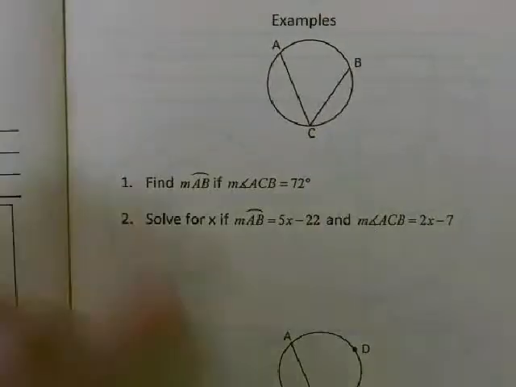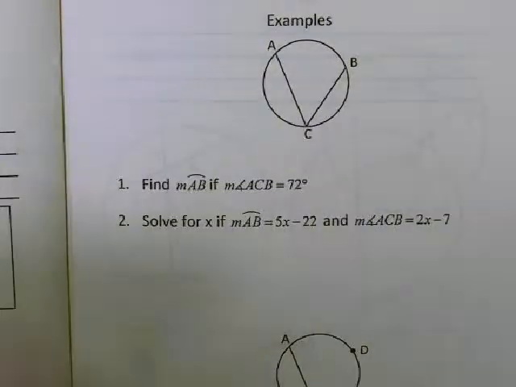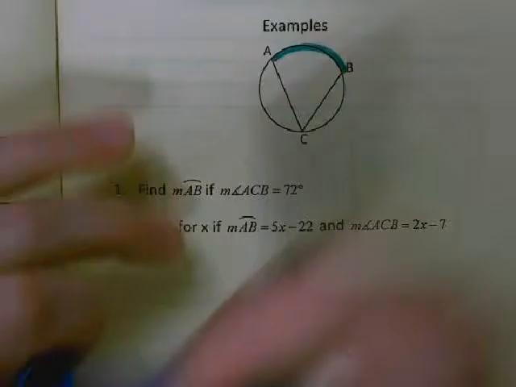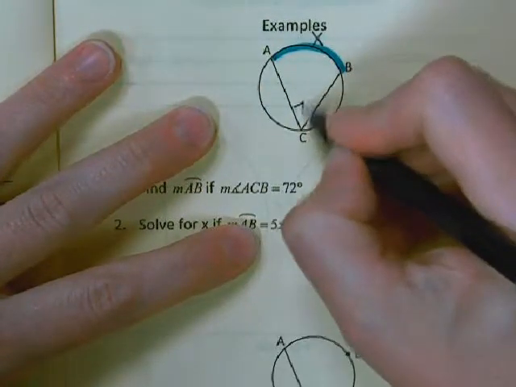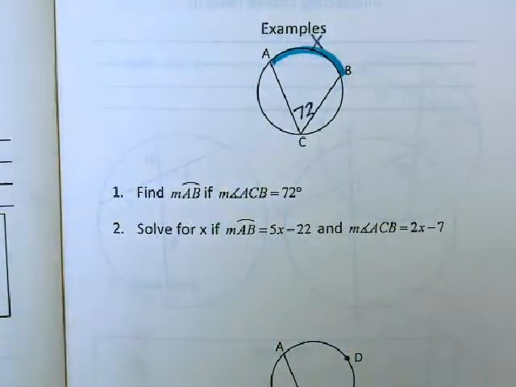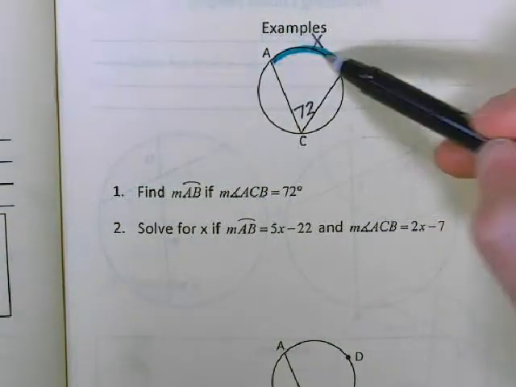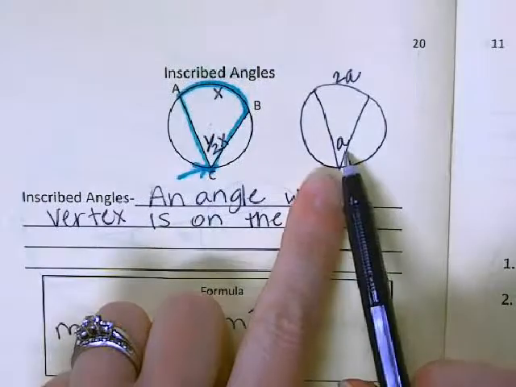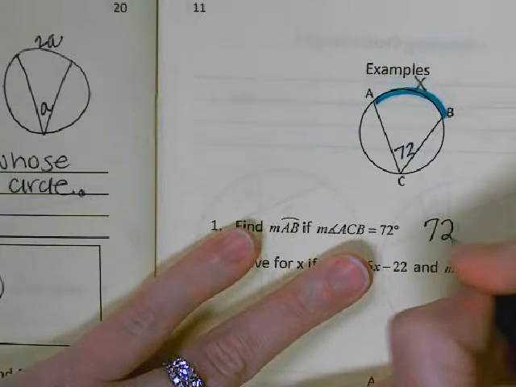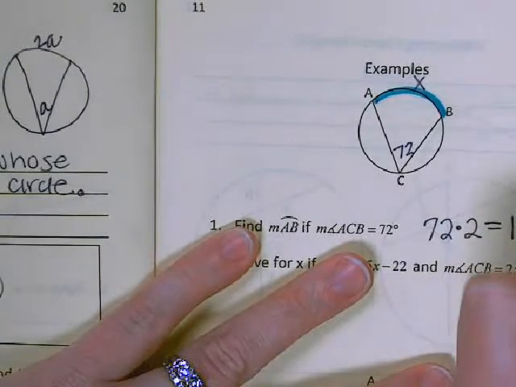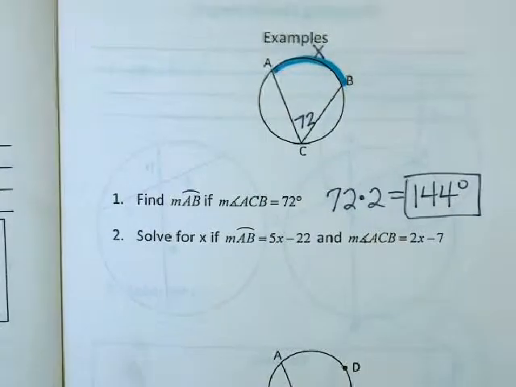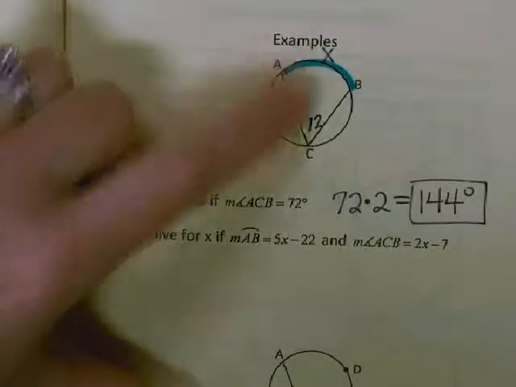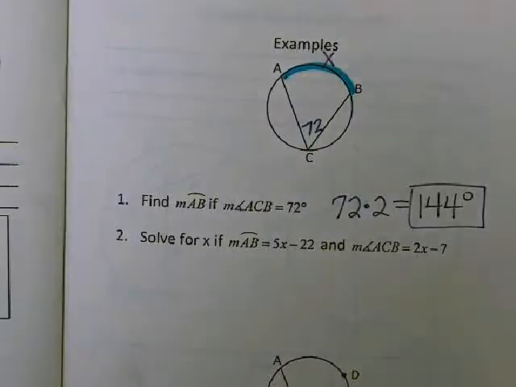So the first one says, find the measure of arc AB. They want you to find the measure of arc AB if angle ACB is equal to 72. So if this is equal to 72, then remember we talked about, if they give you the angle, then the arc is going to be twice the angle. So we just say 72 times 2 equals 144 degrees. So the arc is just twice the angle, if it's inscribed.